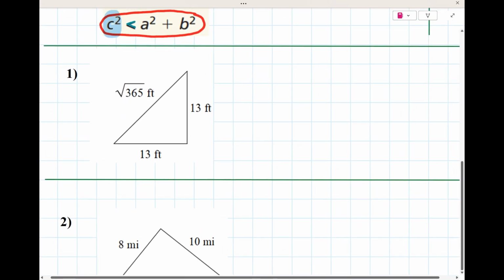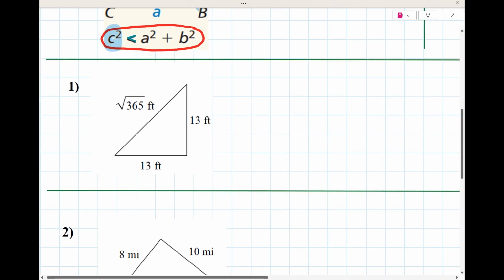So let's go ahead and look at this triangle here. On number one, it looks like it's a right triangle, right? So now we're going to use this theorem that we learned about to determine if it is a right triangle or not. The first thing is to identify which side is your c, because depending on what c squared is in comparison to the sum of the other two sides squared, we're going to know if it's right, acute, or obtuse.